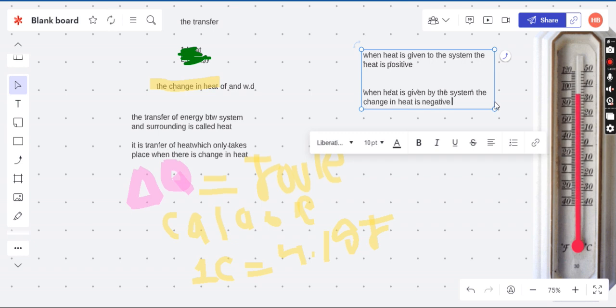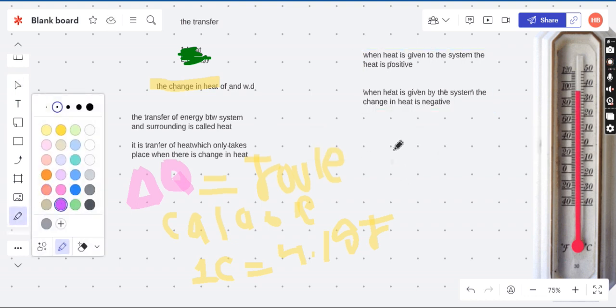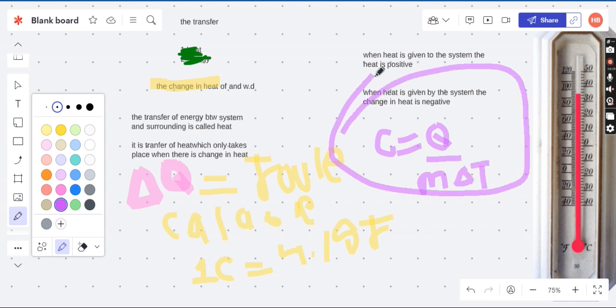Now, one of the most basic terms that we need to discuss here is specific heat capacity. It is represented by C, and C is equal to Q over m delta T. The definition says it is the amount of heat required to raise the temperature of unit mass by one degree. This is basically specific heat capacity.